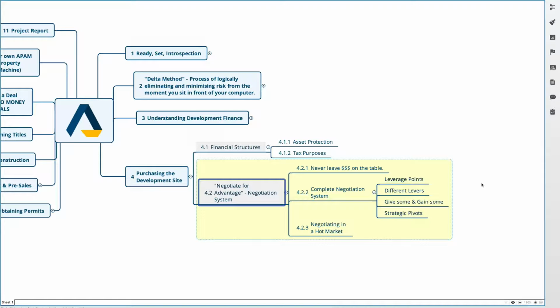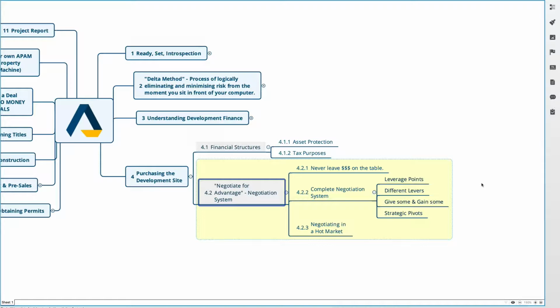What I've done is I've actually broken down this entire acquisition process into leverage points, different levers that you can use and when you can use them, when to give some and gain some, different strategic pivots that you can pivot off and talk.